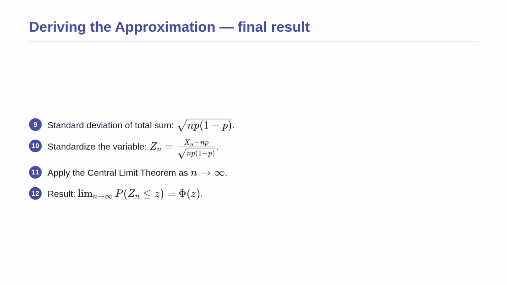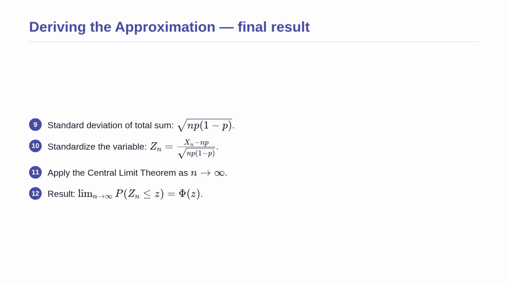We have reached the final steps of our derivation. Taking the square root of our total variance gives us the standard deviation, which is the square root of n times p times 1 minus p. Now we apply a process called standardization. We create a new variable, zn, by taking our total successes, subtracting the expected center, and dividing by the standard deviation. This mathematical trick shifts our entire distribution so its center is exactly at 0 and scales its width so the spread is exactly 1.